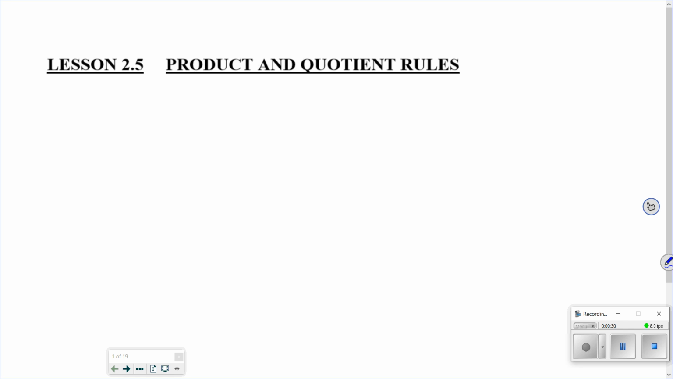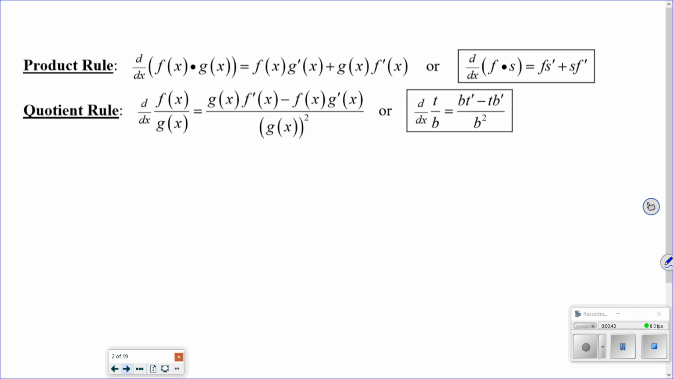They're for cases when you have two functions either multiplied together or divided, set up as a fraction. So in those cases, we can use these two rules to find their derivatives. So here are the rules. Start with the product rule.